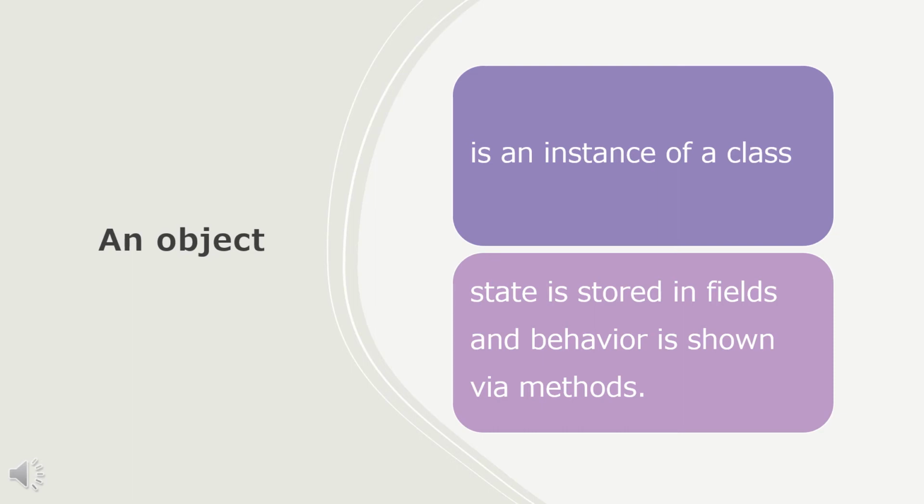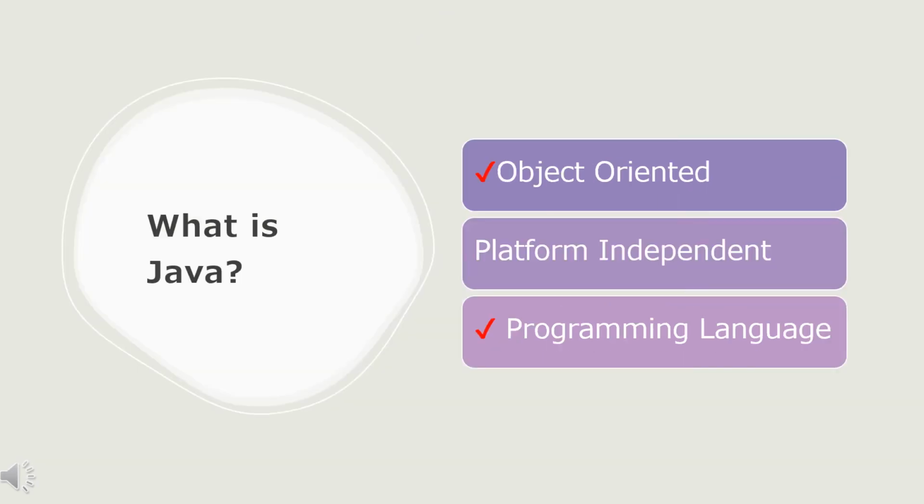The state of an object is stored in fields and behavior is shown via methods. That explains why Java is an object-oriented programming language. It's because everything in Java is modeled as classes and objects. I know we went into a lot of detail, but I hope it makes the concept clear. Another unique aspect about Java is its platform independence. Let's learn about that next.